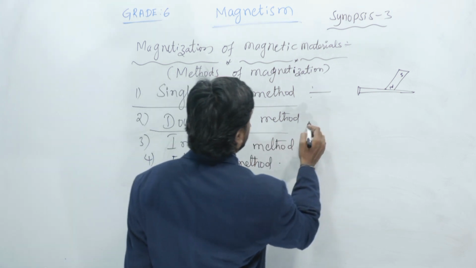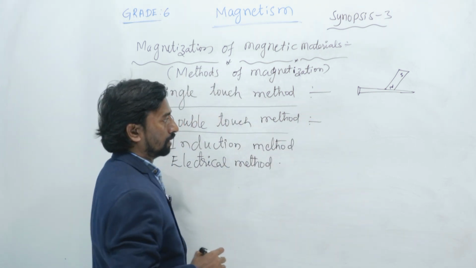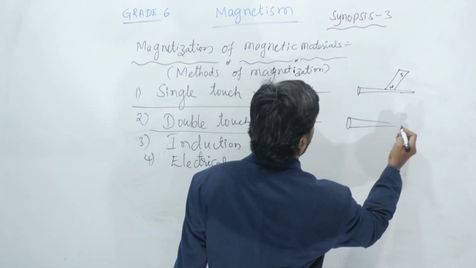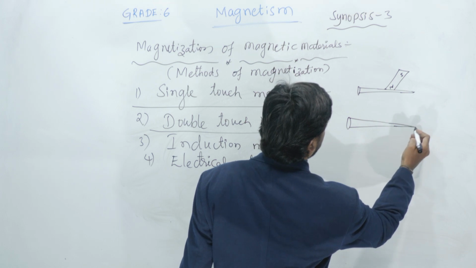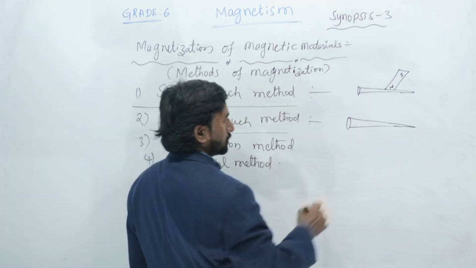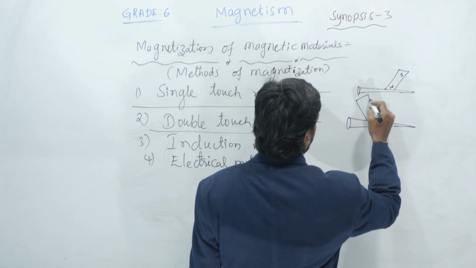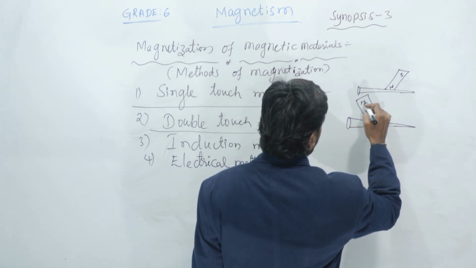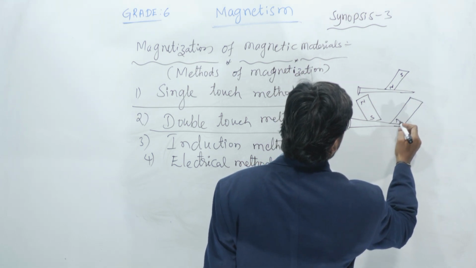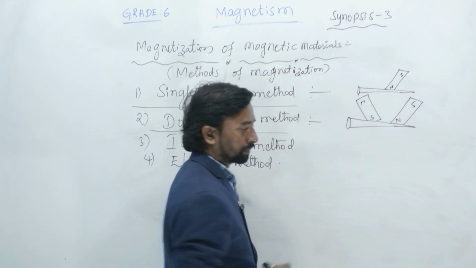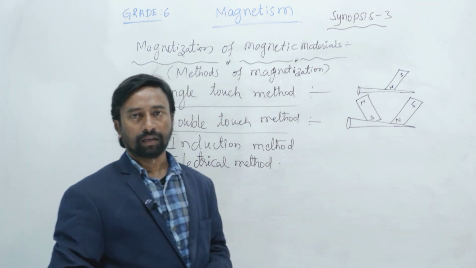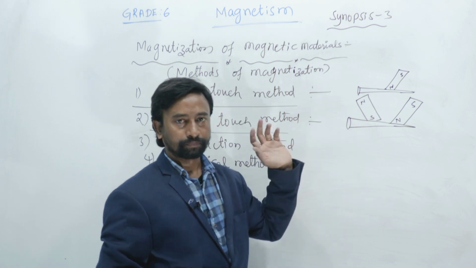And then the double touch method. In the double touch method, there are two magnets kept in physical contact with the magnetic material. Suppose here this is the south pole of a bar magnet, and here we keep the north pole of the bar magnet. They are kept in contact with the magnetic material, which can be iron or anything.